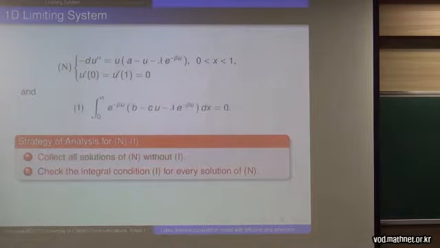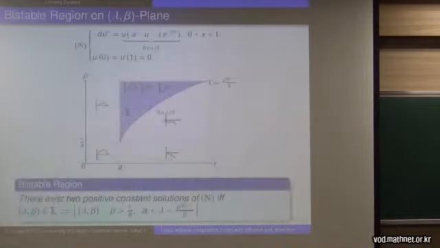Next, check the integral condition, this I, for each solution of N. In such a way, let's construct the global bifurcation curve of solutions of N and I. Okay? Okay, let's start with the first stage. Forget the integral constraint and focus on this Neumann problem.